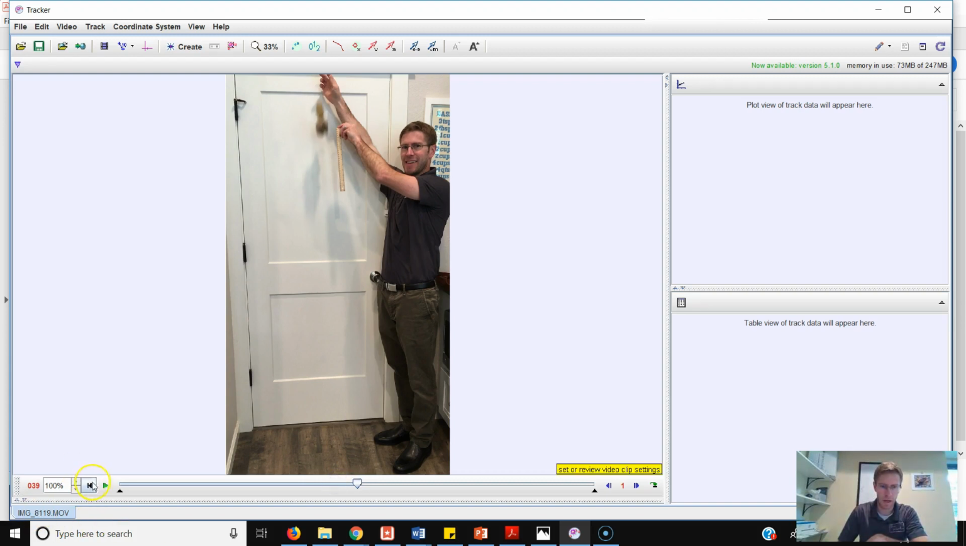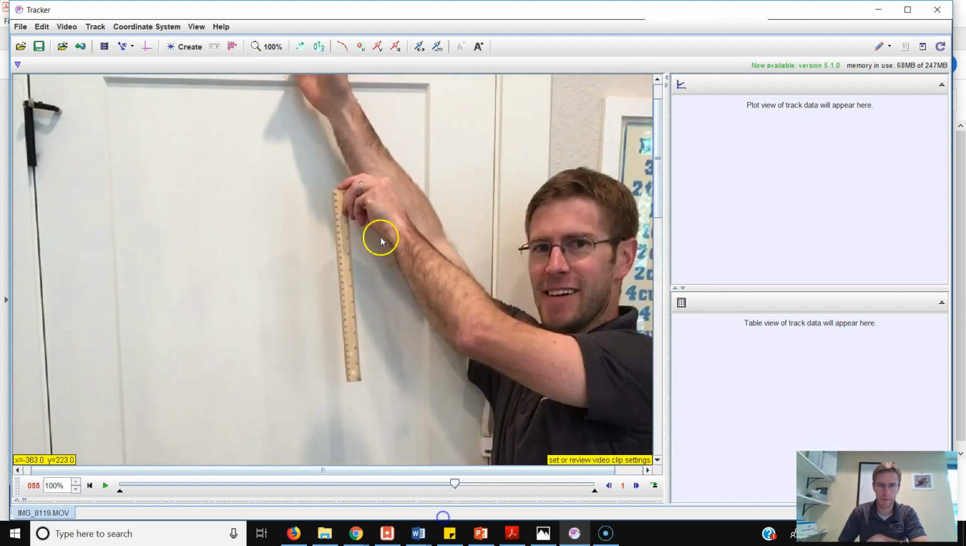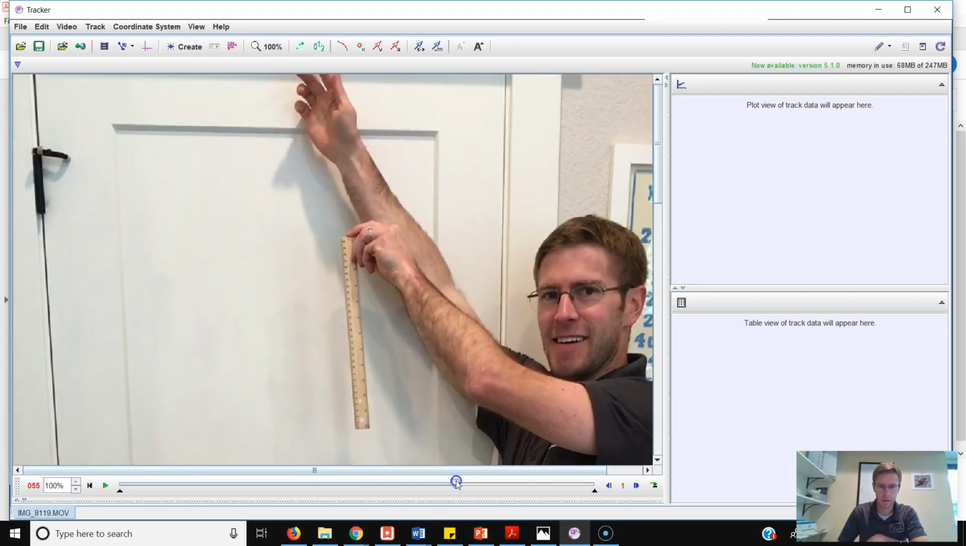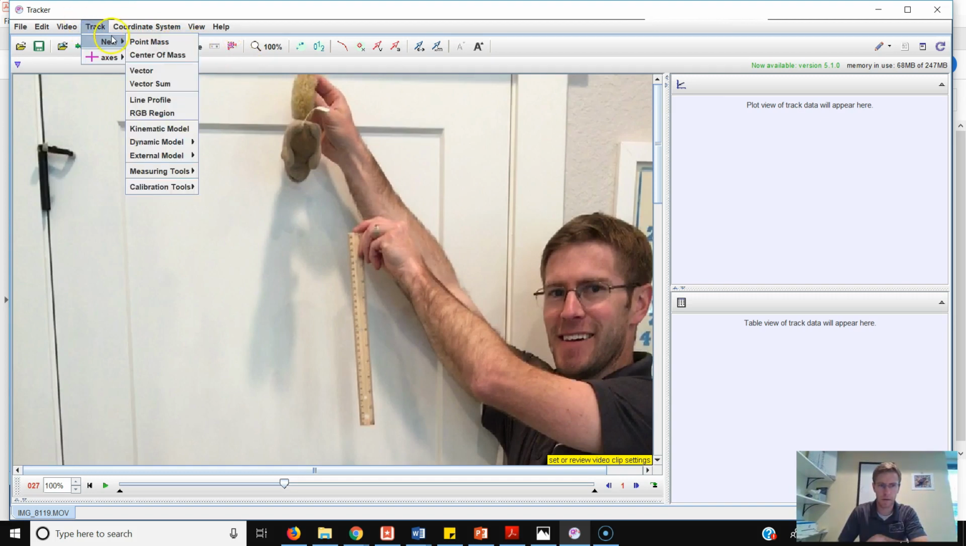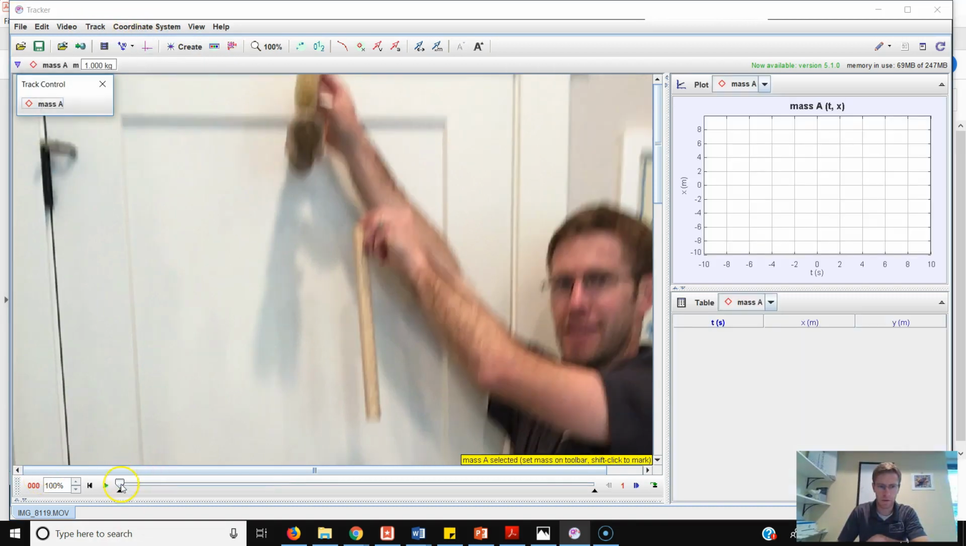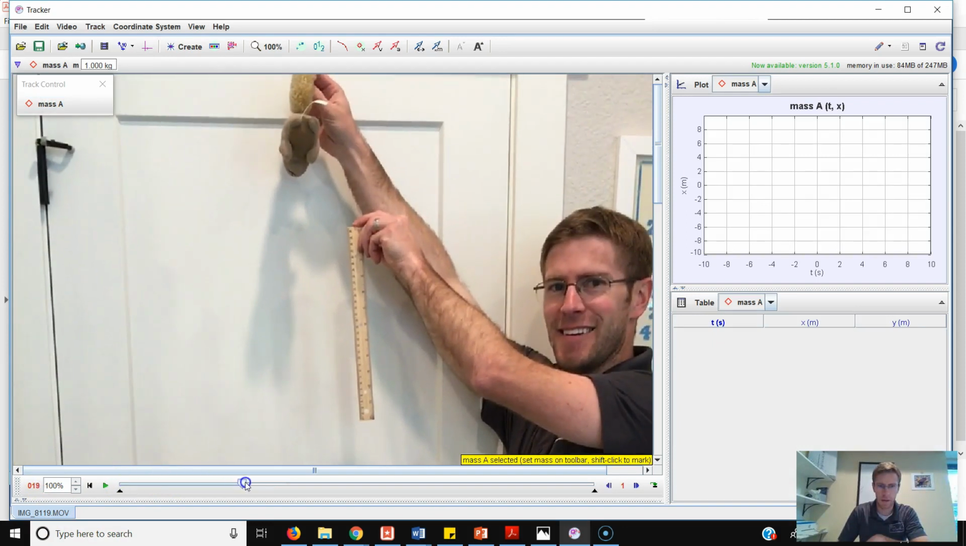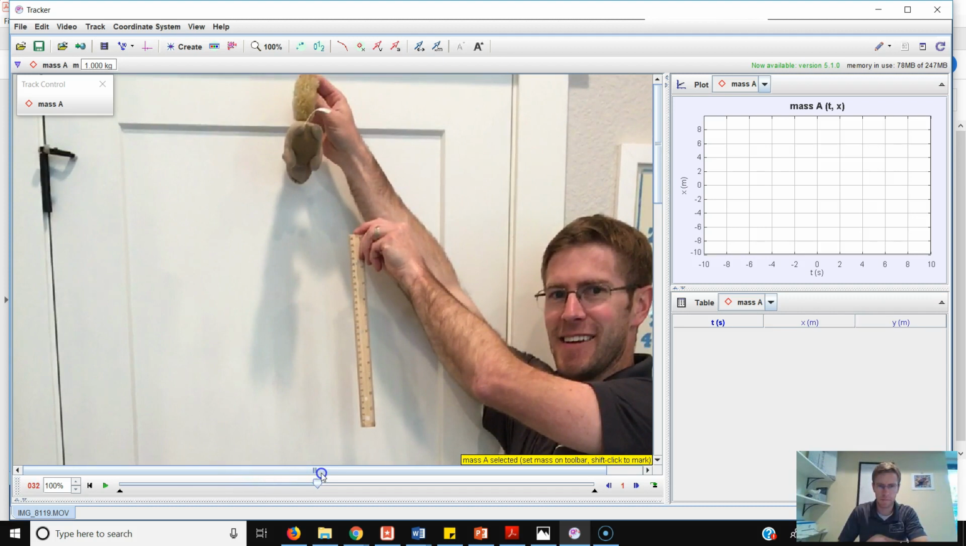And what I'm going to do is track and try to get position as a function of time data, as well as velocity as a function of time data. Now it's a little hard to see, so I'm going to zoom in a little bit here. I'm going to go back to when it's up in my hand, and create a new point mass. It automatically jumps to the very beginning of my video, so I have to fast forward my hesitation before I dropped it. All right, so now I'm at the beginning.